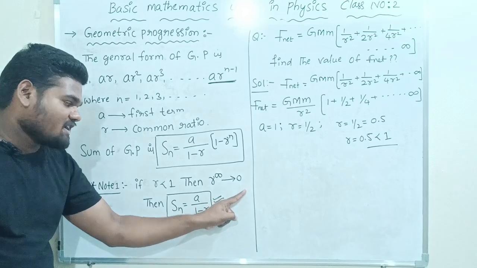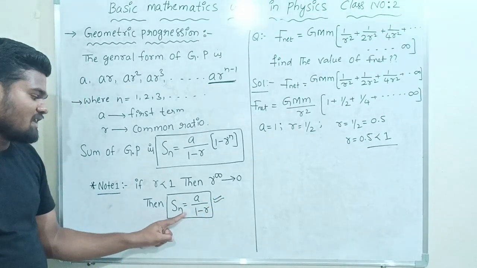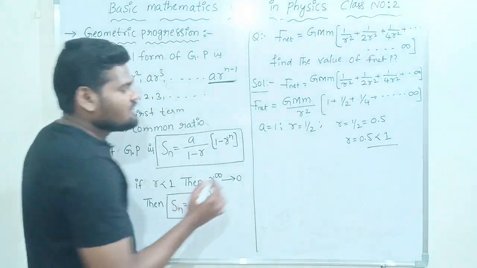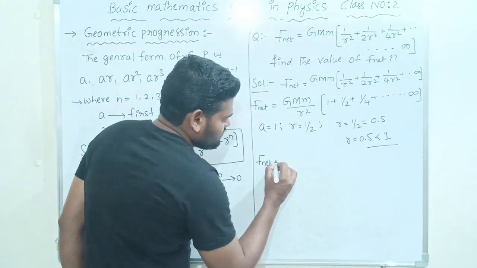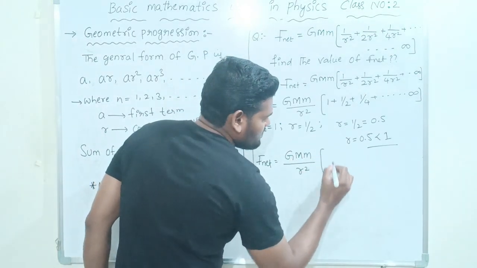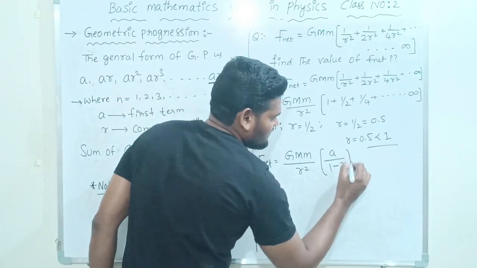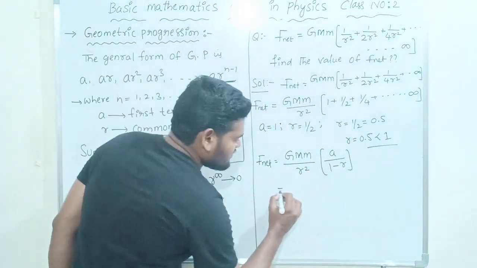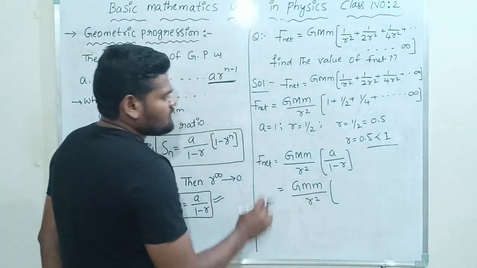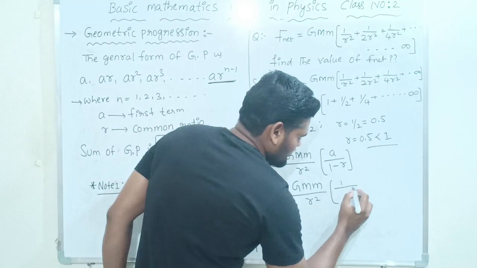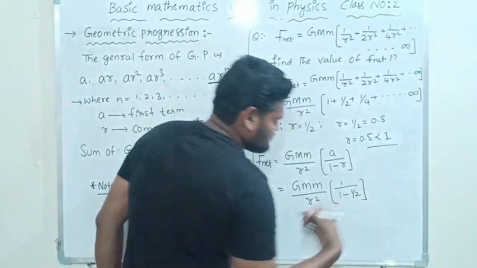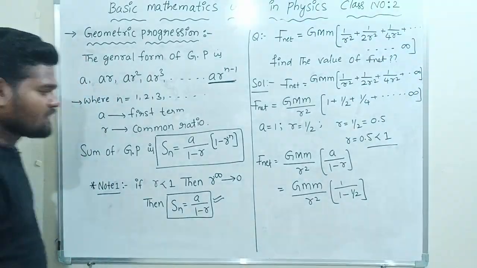So whenever this term becomes 0, then we can write the formula as Sn is equal to A by 1 minus R. So F net is equal to capital G, capital M, small m by R square into A by 1 minus R. Is it clear? Okay. So capital G, capital M, small m by R square into, what is the value of A? 1 divided by 1 minus R. What is the value of R? 1 by 2. Okay. Right.